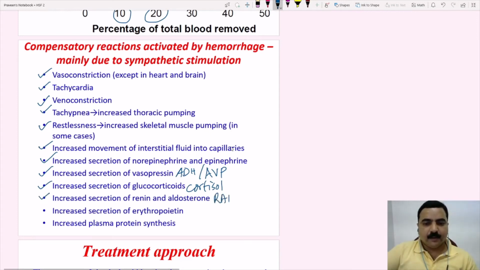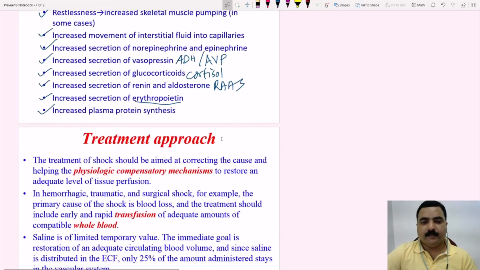Increased secretion of erythropoietin, because when there is hemorrhage and blood loss, the RBC production has to be increased, so the kidney will produce a lot of erythropoietin. Increased plasma protein synthesis from the liver: the blood is being lost, and to maintain the plasma osmolarity, the albumin maintains the oncotic pressure. To maintain that, the liver will try to produce more plasma proteins. These are the compensatory mechanisms that we have.